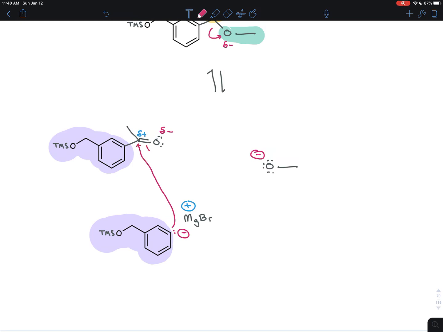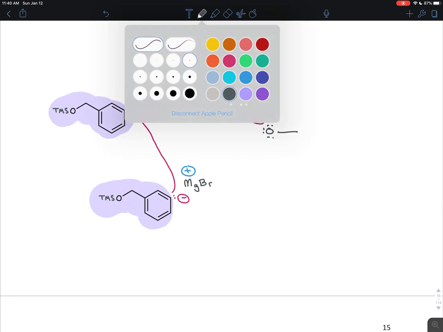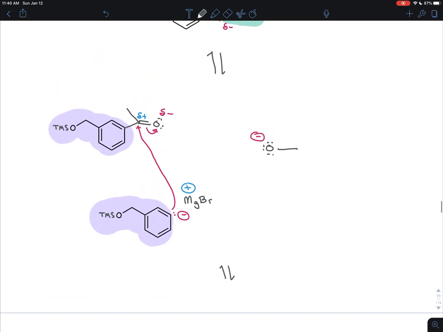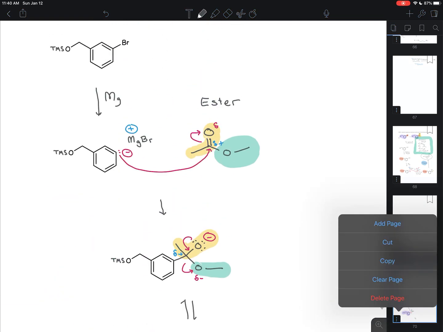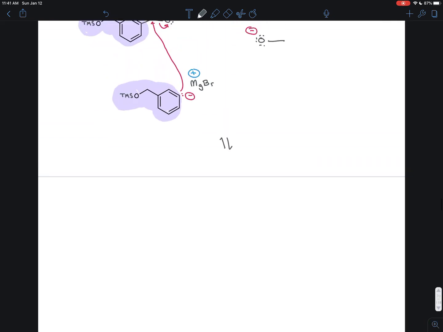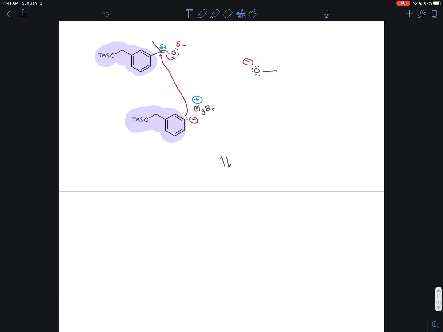So you attack this, the pi bond breaks, the electrons go to the most electronegative place nearby, and you would have this original molecule. We're going to break that pi bond. The carbonyl carbon is going to be bonded to another equivalent of this group.